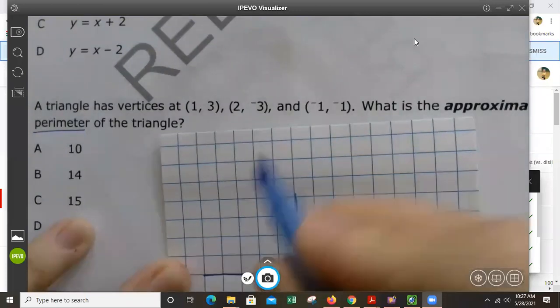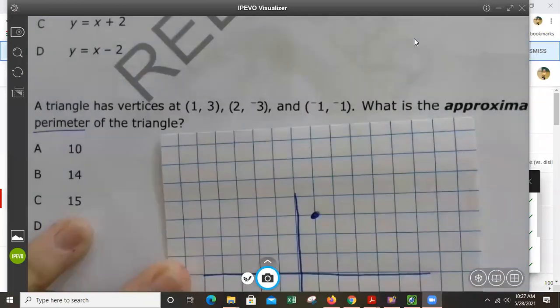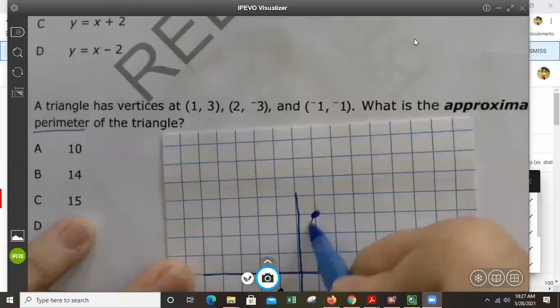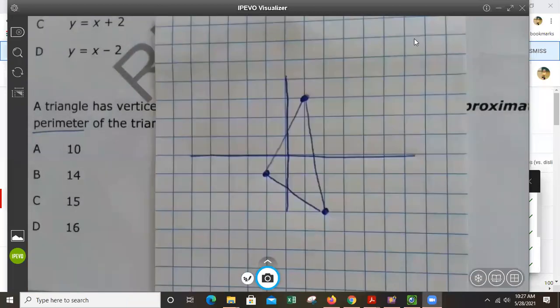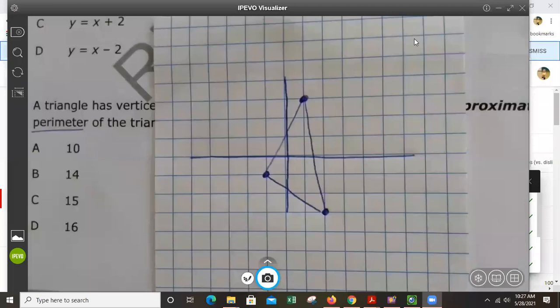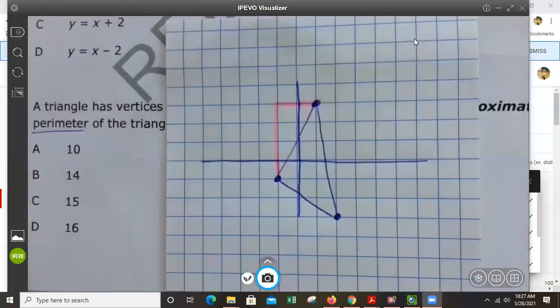So we have the coordinates 1, 3, and remember you can graph them on Desmos. You can see if you're graphing them right. 2, -3, -1, -1. Here's our triangle. All right. So to find the perimeter, we need to know the distance on the outside. We've already done a problem like this. To find the distance, we do a triangle and do Pythagorean theorem.